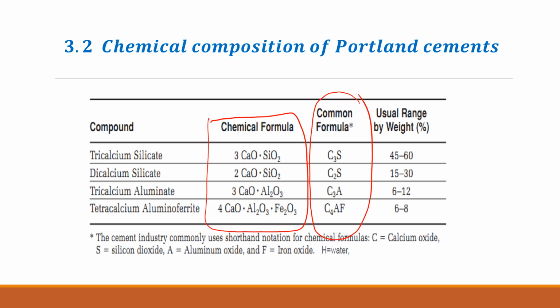And also if you find the percentages of each of these, mainly in a cement we have C3S 45 to 60%, but we can't say exactly this percentage. Different cement has different percentages of C3S. And C2S again 15 to 30%. C3A is 6 to 12, very less, and C4AF also 6 to 8. We can't get rid of any of these ones.